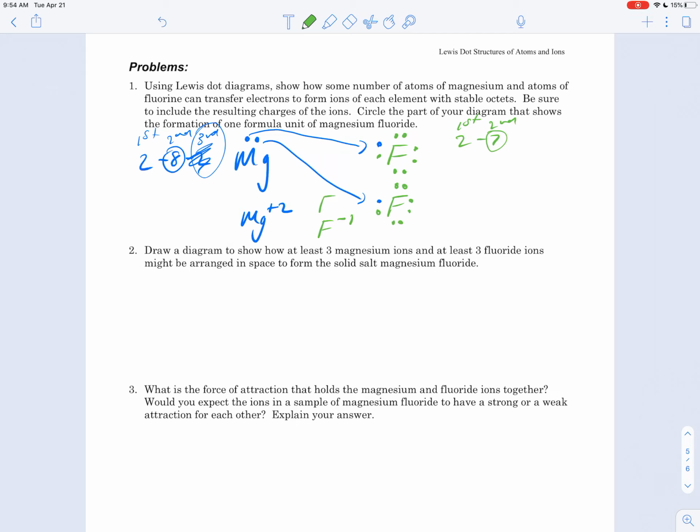But there's going to be 2 fluorine ions giving you that charge. And so the formula for magnesium fluoride, or the formula unit, is going to be, let me just choose a different color here, magnesium and then 2 F's, MgF2. So that's the formula unit for magnesium fluoride.